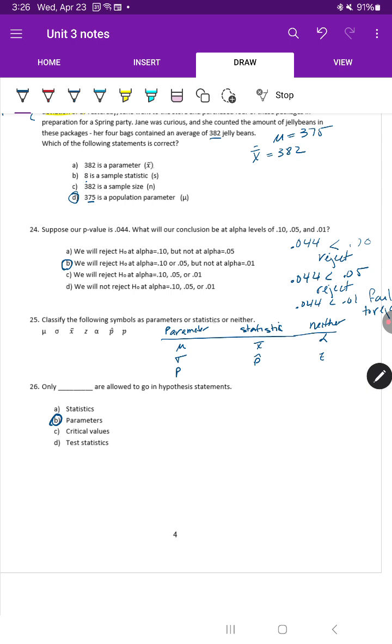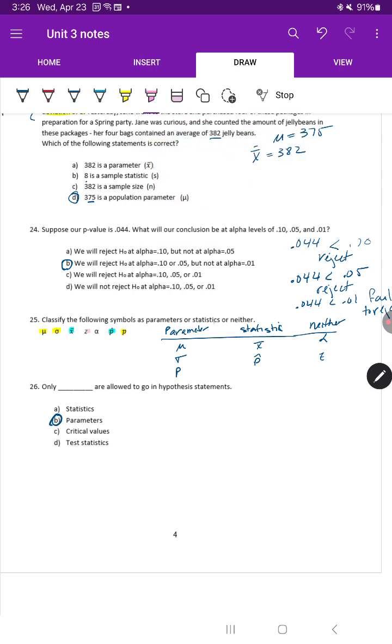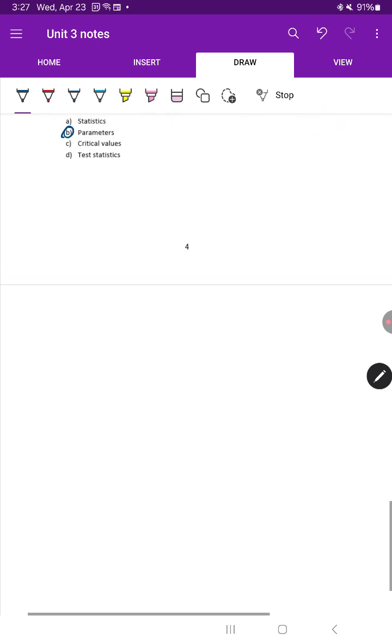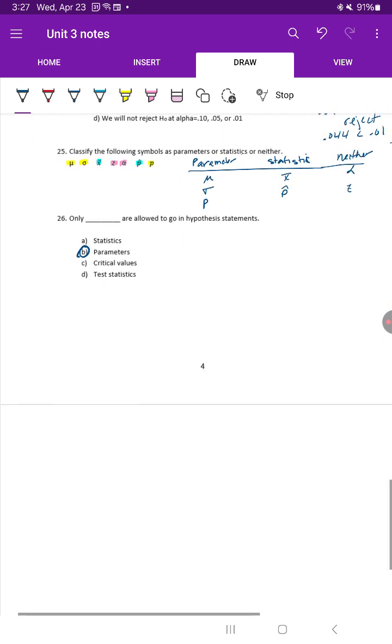Classify symbols as parameters, statistics, or neither. The parameters from this group are mu, sigma, and p. The statistics are x bar and p hat. Neither are x and alpha. Only parameters are allowed to go into a hypothesis statement. You will never see a hypothesis statement with an x bar.